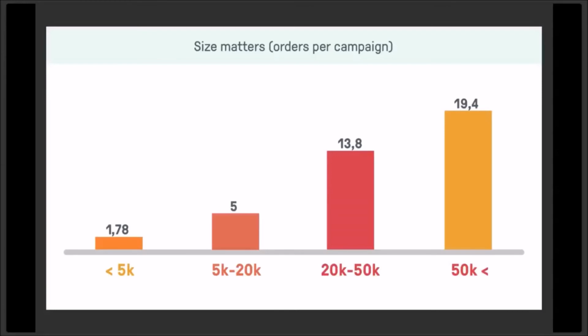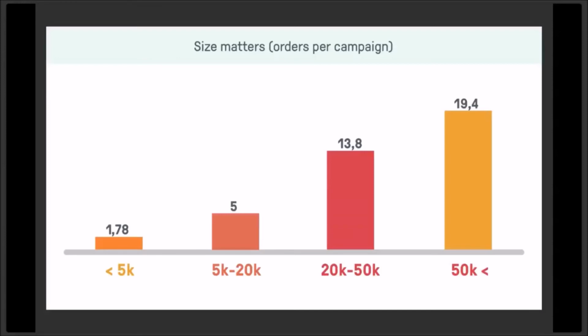You spend the same time composing a promotional newsletter, but the outcome, the return on the investment, is much, much higher. If you have a really small database, less than 5,000 emails, you're going to get on average less than 2 orders. That means that even having 3,000 emails, which doesn't look that little, doesn't really guarantee the return on investment of your email marketing.